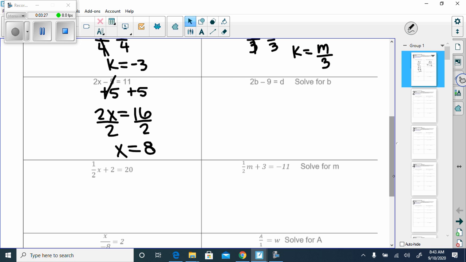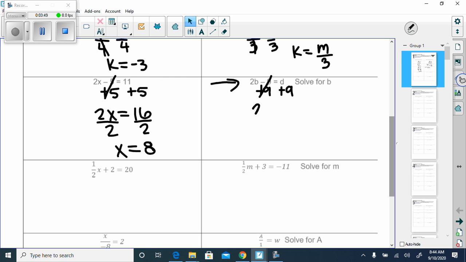Alright. Same idea over here. You just can't combine things. So try this one right here. You're trying to get b by itself. I'm going to let you try it first, and then we'll do it together. See if we're catching on. What do I do here first? Add 9, good.